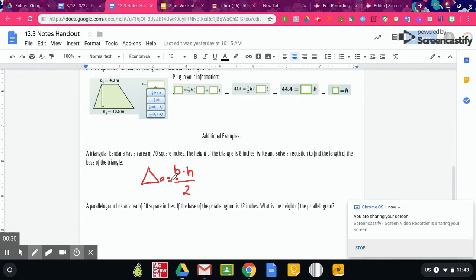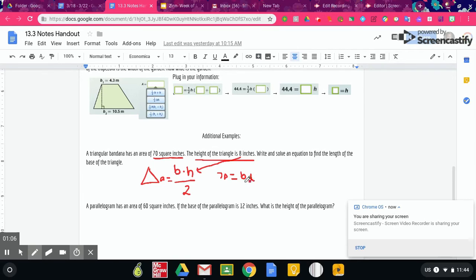Okay, so now let's plug in our stuff. Well, it says a triangular bandana has an area of 70 square inches. The height of the triangle is 8 inches. Write and solve an equation to find the base. All right, so we've got area and we've got height. So plug in 70 for A in your formula, set it equal to, let's see, we're given the height, it's 8, so we're going to substitute 8 in right here for H, and we're finding base, so I can just leave it as B.